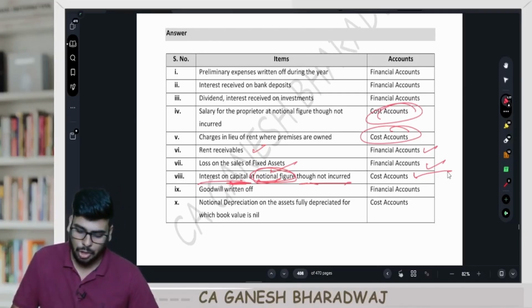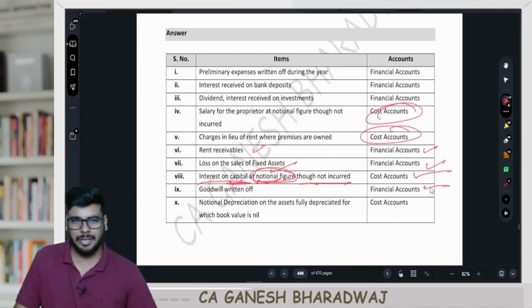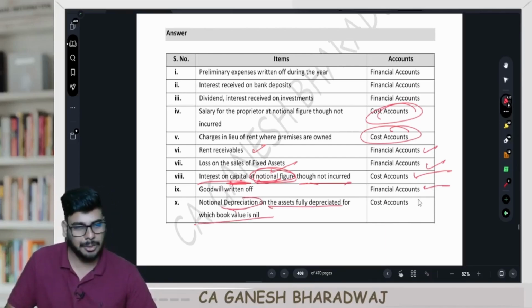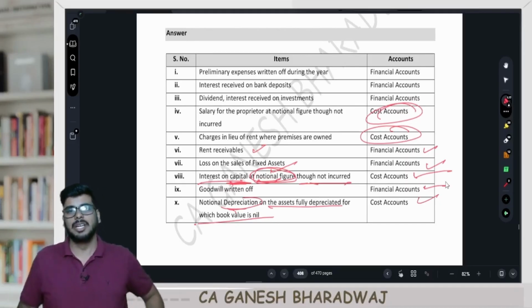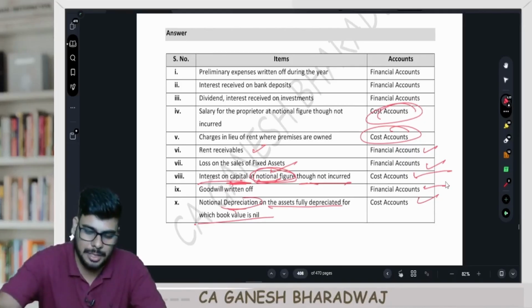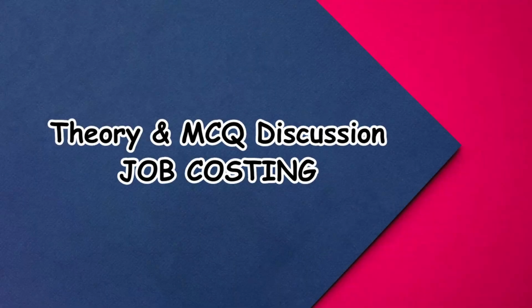It's wrong. Goodwill written off, amortization, financial accounts. Notional depreciation on assets fully depreciated. So cost accounts. This is at least fair because it's a manufacturing related cost, a notional cost. You have an option of considering it in your cost accounts. Clear with this, guys? So with this, we are done with this particular chapter as well.